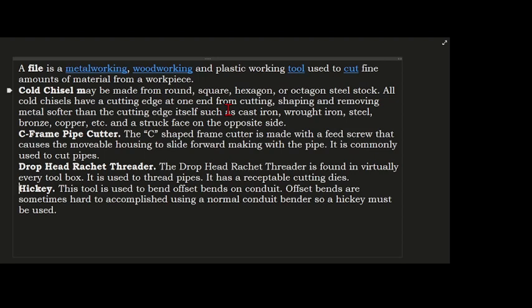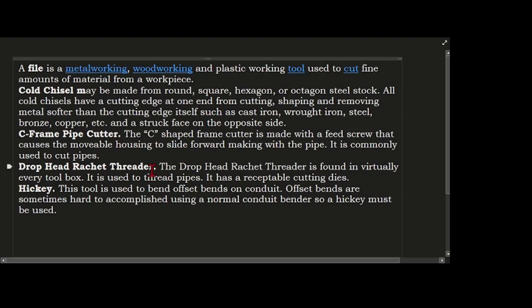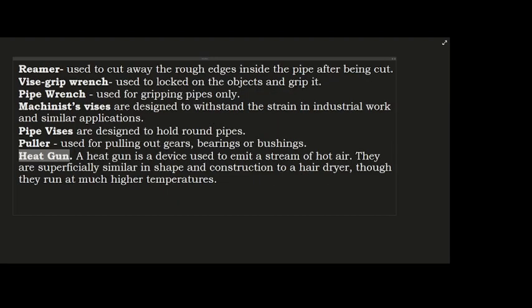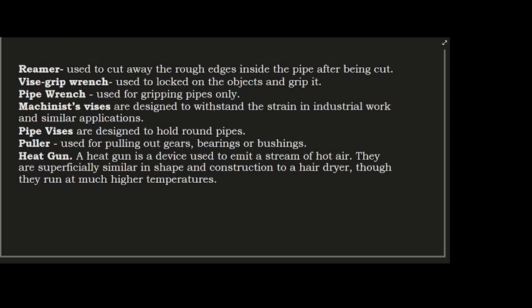Drop head ratchet threader, so from the word is a threader, so it is used to thread pipes or to create a thread on the end of our pipes, no. Then hickey, so it is used to make offset bends, no. Then we have reamer, so used to cut away the rough edges of the pipe after being cut.